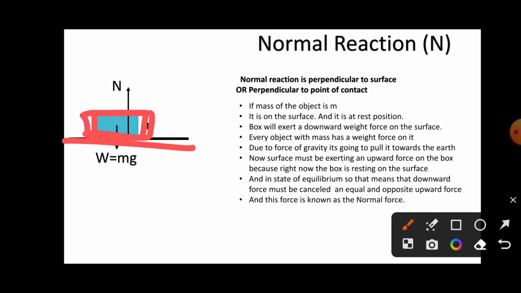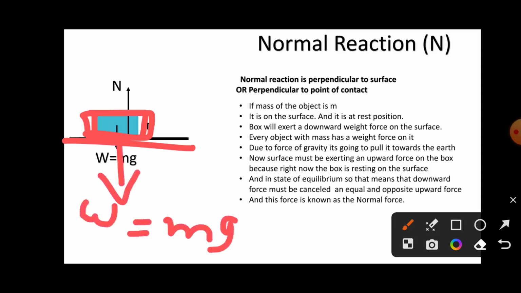Now the box will exert a downward weight force on the surface. As we see, the weight force is equal to mg, in the downward direction. Every object with a mass m has a weight force on it. Why would it fall downward? Because due to gravity, it is pulled towards the earth.